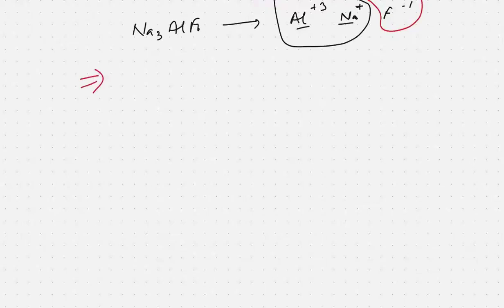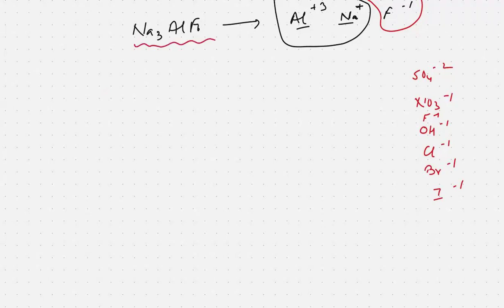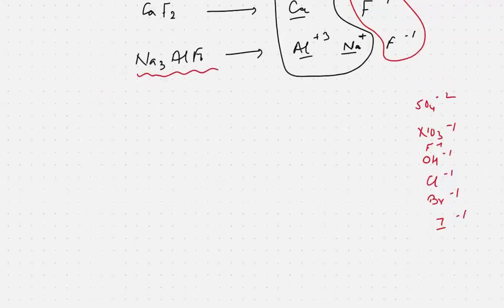So now if I carry out the electrolysis of Na3AlF6, CaF2, and Al2O3, what do I get? For anions, we know the series: SO4 minus 2, NO3 minus 1, then we are going to have F minus 1, OH minus 1, then chloride minus 1, bromide minus 1, and iodide minus 1. Am I right? Yes. So I hope you're understanding. We are going to have Na3AlF6 like that. You understand? Yeah. And then as cations, we are going to have what? Like this kind of series.